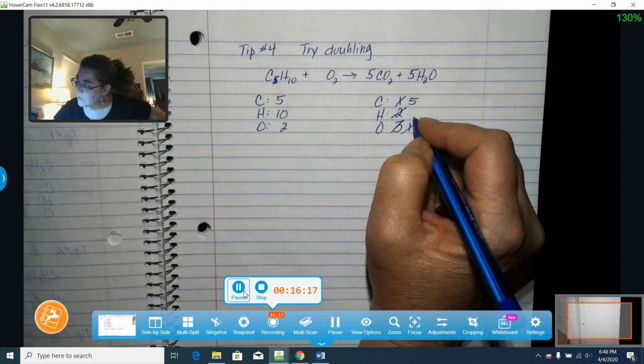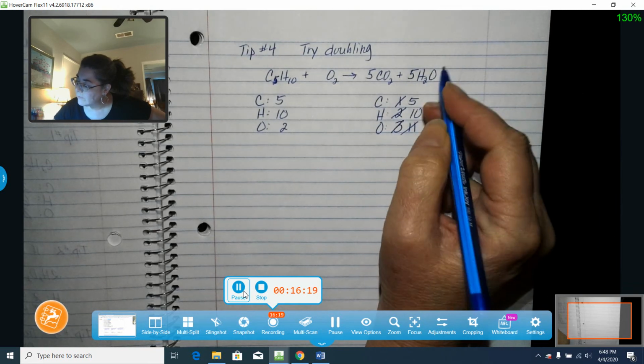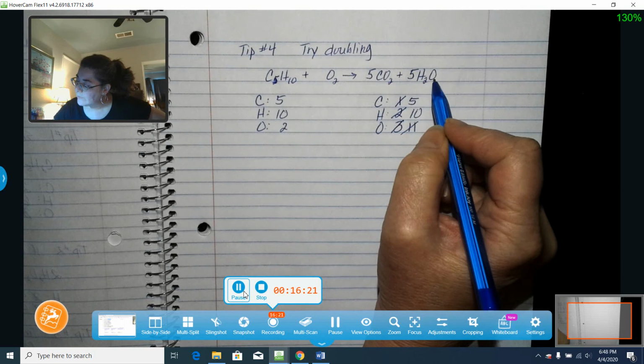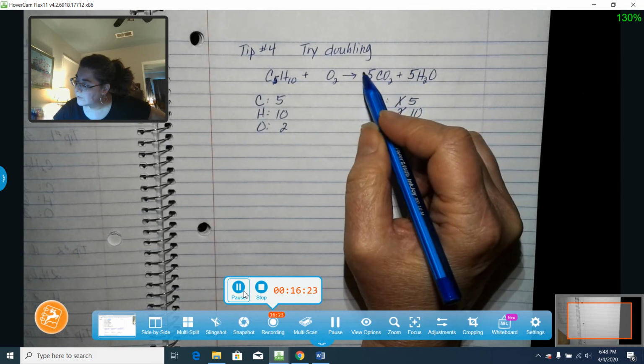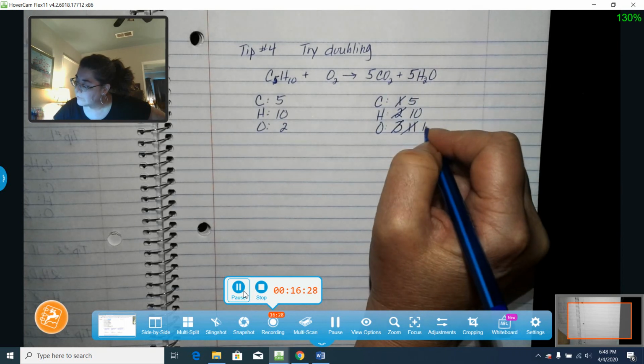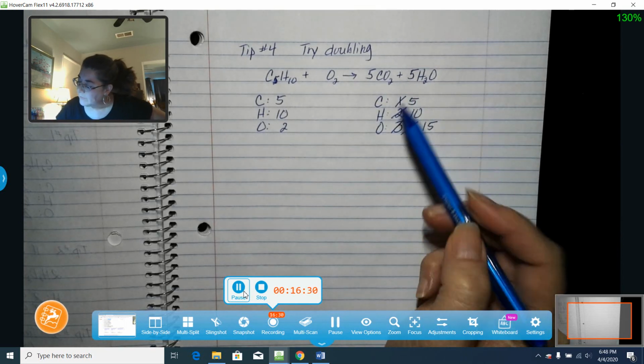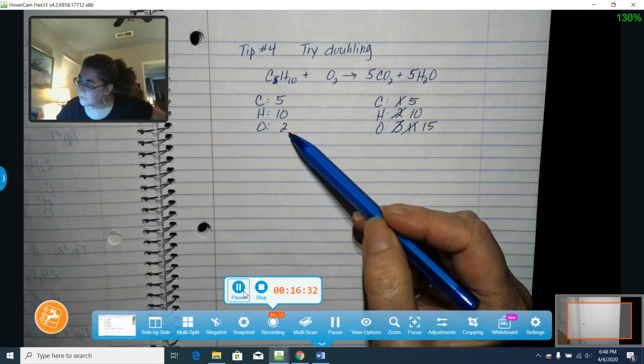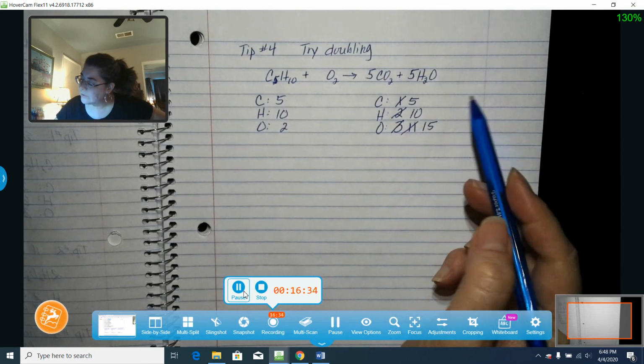So how many hydrogens now? 5 times 2, it's 10. And my oxygens, I have 5 times 1, that's 5. But don't forget about these guys. There are 10 of them here. So 10 and 5 make 15. And I've balanced my carbons and my hydrogens. But now I'm on my oxygens and I see a problem.